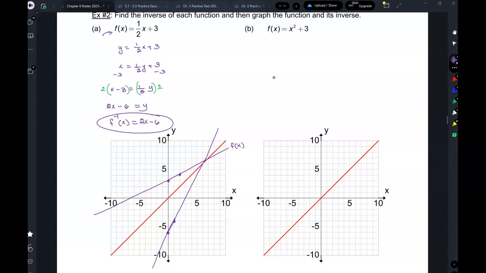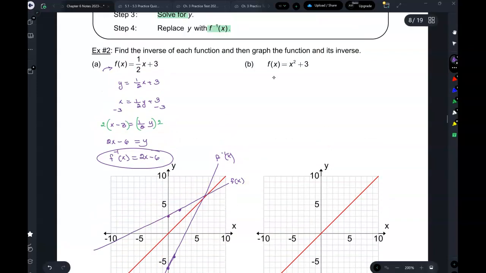Okay, do you see how, again, we're going to label this f inverse of x. Do you see how the two are reflections of each other around the line y equals x? And that's got to happen every single time. All right, quickly, let's do the other one.